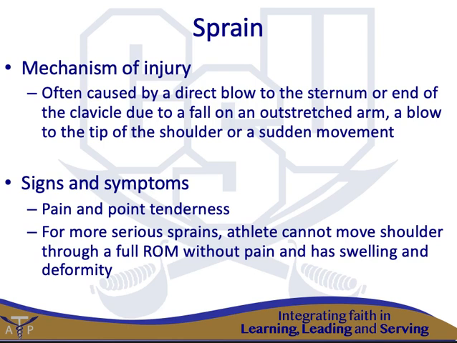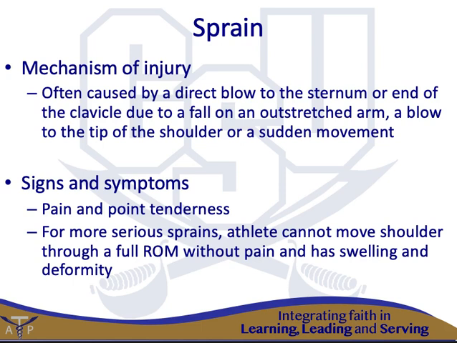Sprains in the shoulder area can also occur at the AC joint, the sternoclavicular joint, and the glenohumeral joint, but sprains to the sternoclavicular joint are not as common as the AC joint and the GH joint. A sprain to the sternoclavicular joint typically occurs due to a direct blow to the sternum or at the end of the clavicle. Sprains to the sternoclavicular and glenohumeral joint can occur due to a fall on an outstretched arm or a blow to the tip of the shoulder. Same thing as what we've seen before with other injuries.